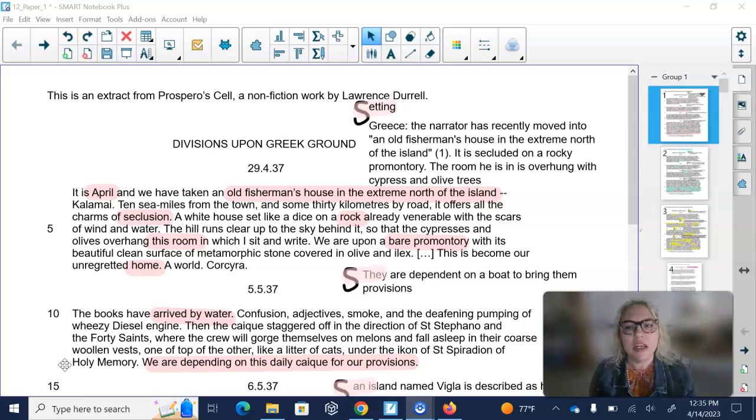So let's take a look. What have we got here? If we look first at setting in this piece, we know that we're in Greece in April. The narrator has recently moved into an old fisherman's house in the extreme north of the island. It's secluded on a rocky promontory. A promontory is like a cliff that overhangs water. The room he is in is overhung with cypress and olive trees. So I highlighted some of those key things from that first paragraph to show how I came to that understanding.